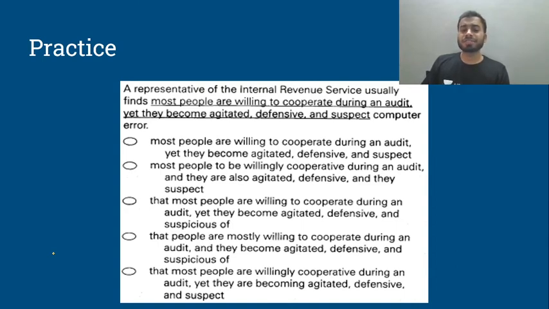A representative of the Internal Revenue Service usually finds most people are willing to cooperate during an audit, yet they become agitated, defensive, and suspect, uh, computer error. So we clearly have a list here, right? We clearly have a list. Look at the list. Yes, I've given you a big hint.